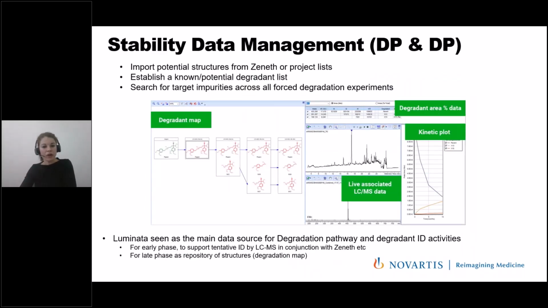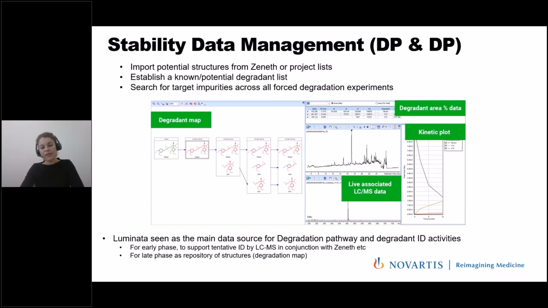One other aspect that we are looking into in Luminata is the stability data management. We have just started looking into it, and we see this as quite interesting, especially for our early phase activities in the field of degradation understanding, as we feel this can support the workflow where we would introduce the Zenith data, for example, and get the support for the tentative ID by LCMS. It's actually very nice because you can directly introduce the Zenith file in the software, create a degradant map, and associate the LCMS data to it directly.